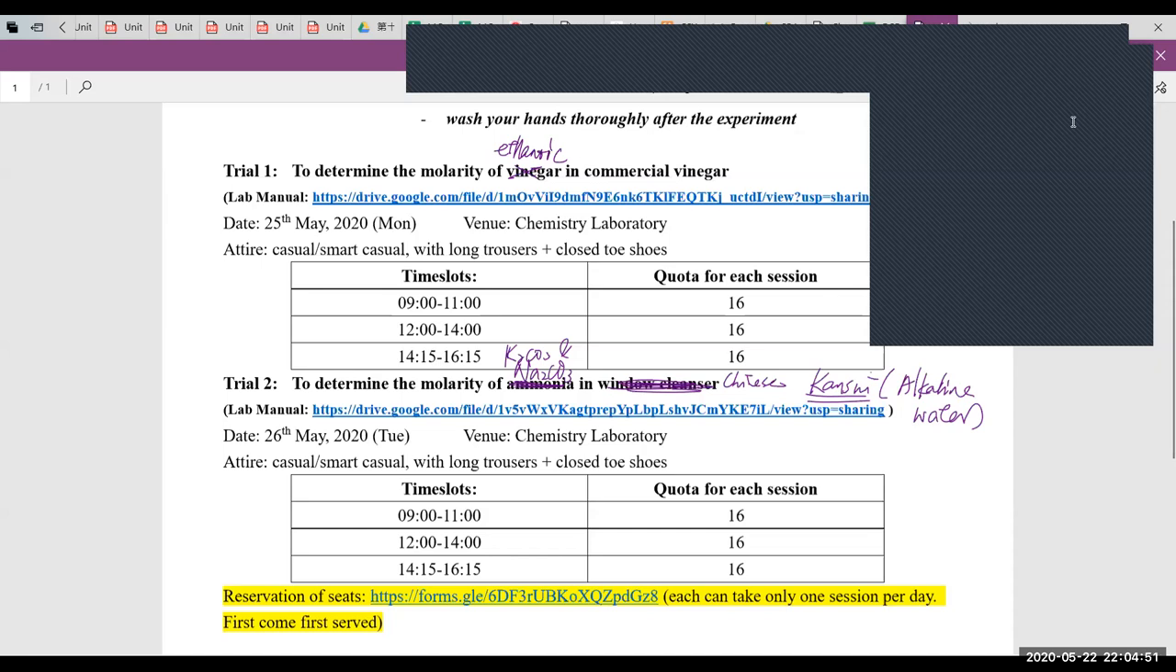And why not caustic soda? Why don't we use caustic soda? Caustic soda is mainly sodium hydroxide. Sodium hydroxide cannot act as a primary standard. A good question, which reflects that you don't know anything about the term primary standard. Do you know what that is? Why can it not act as a primary standard? Tell me, Cedric, tell me.